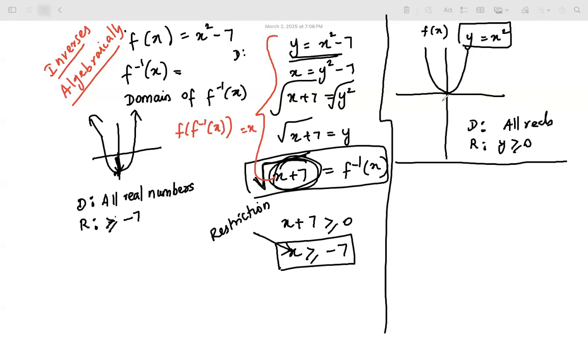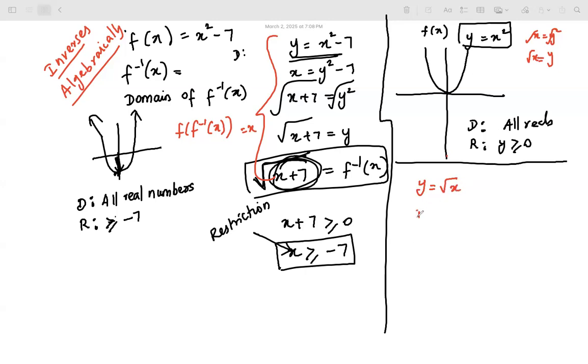But you can also do it from the graph. There is a quick way to find inverses directly from the graph. Here I want to find the inverse of this. Algebraically, you would put x equal to y square, then take the square root on both sides. Y equal to square root of x.